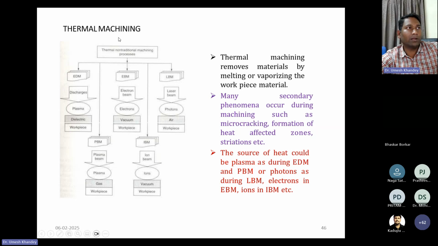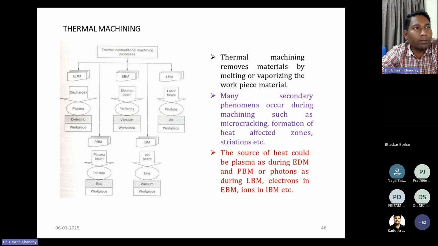Next, after mechanical, thermal machining. Thermal machining means that instead of mechanical energy, you are now going to use thermal energy. If you consider the case of EDM, there will be an electric discharge. This discharge is nothing but a plasma environment, an ionized medium, through which the spark is generated and strikes the workpiece. The medium in between is the dielectric. Same as in electron beam machining, under vacuum conditions, high energy electrons are going to impact and remove the material.